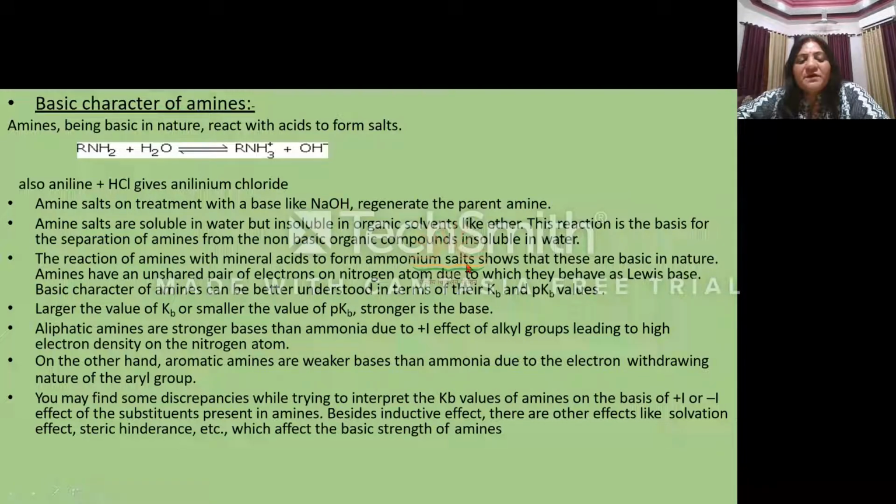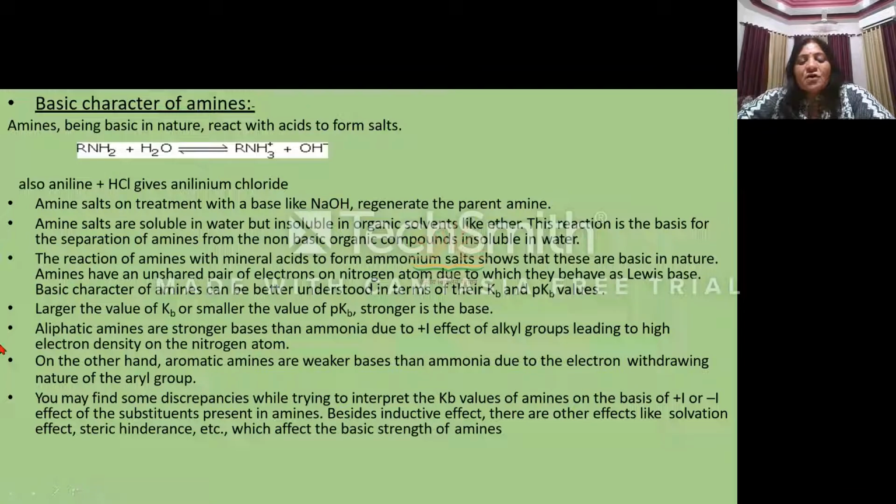Amines have an unshared pair of electrons on the nitrogen atom, due to which they behave as Lewis bases. Lewis bases are electron rich compounds or have the capability to donate a pair of electrons. The basic character of amines can be better understood in terms of Kb and pKb values. The greater the Kb, the more basic; the greater the pKb, the weaker the base.